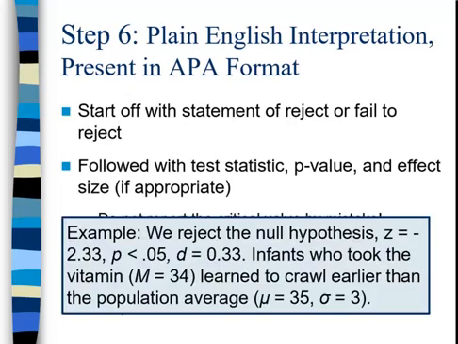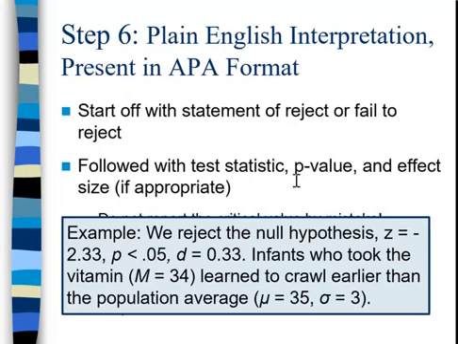So let's look at an example with the baby crawling data, right? So the very first thing we need to write down is we reject the null hypothesis, because that's what we did. If we failed to reject, then that's what we would have written. But because our test statistic fell into our critical region, we rejected the null. The very first thing we need to write down to get full points is we reject the null hypothesis followed by a comma. Then we want to report our test statistic, and here, in this case, it was the z statistic. So z equals negative 2.33, because that's what we computed, right?